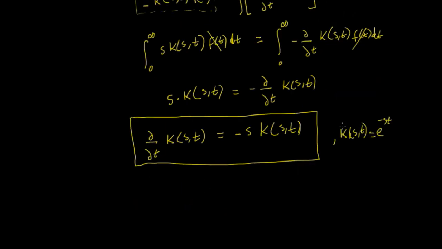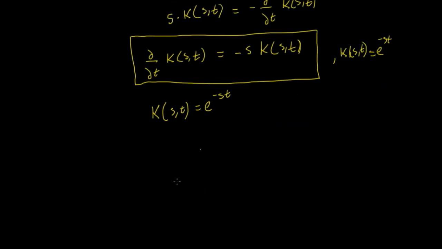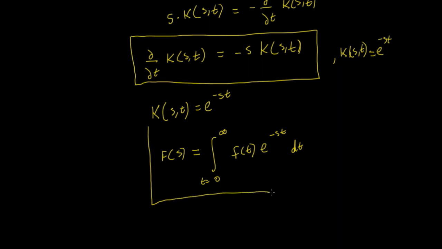So we know that the kernel that we must choose in order to ensure that the differentiation in the time domain is equivalent to a multiplication in the frequency domain is the function e to the minus st. Okay, so it means that we can rewrite, and we know that the generalized integral transform will now look like the integral from t equals 0 to infinity of our function f of t, and our kernel k of s t is now replaced by e to the minus st dt, and that there is our Laplace transform.